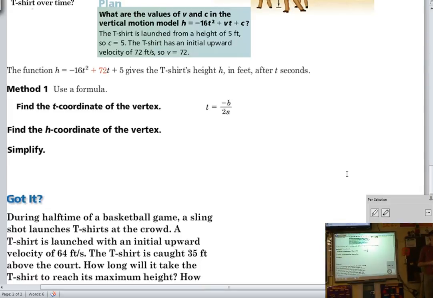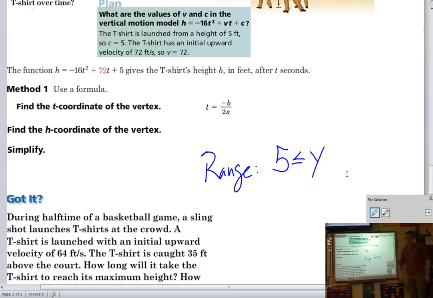Our range for the height in this actual situation would be that 5 is less than or equal to the y value is less than or equal to 35. 86. Now he caught it at 35, but it went all the way up to 86. So if you had really long arms, you could catch it.